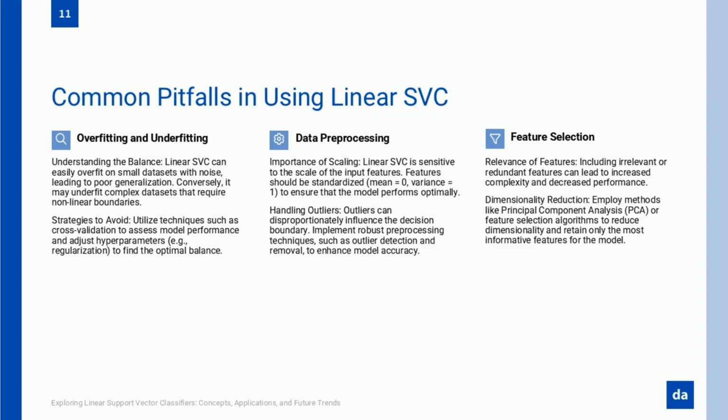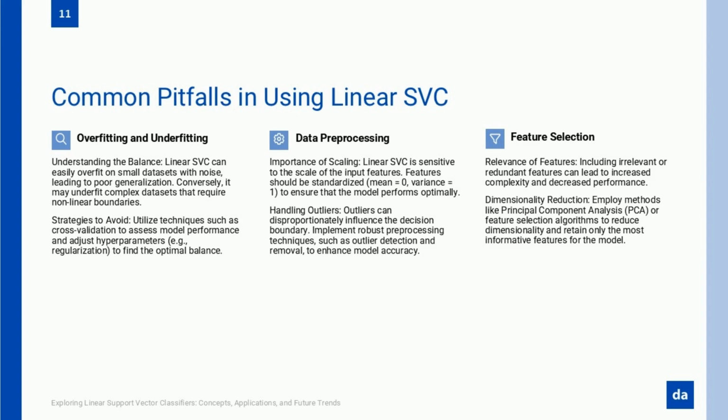Linear SVC is highly sensitive to the scale of input features, meaning that if one feature has values in the thousands and another ranges from 0 to 1, the algorithm will give disproportionate weight to the larger scale feature. This skews the decision boundary and leads to biased classifications. To avoid this, it's crucial to normalize or standardize all features before feeding them into the model, ensuring they have comparable scales. Another major pitfall is not addressing outliers. Linear SVC determines the decision boundary based on the support vectors, the data points closest to the boundary.